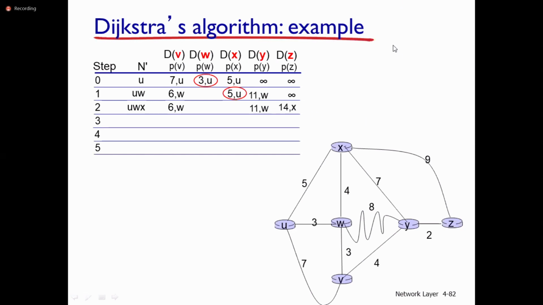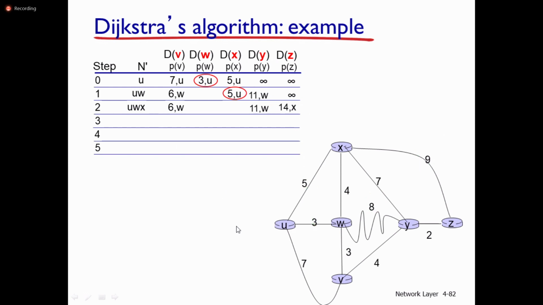What is the least one here? 5 plus 9 is 14. Node Y, 3 plus 8 is 11. So out of this, what is the least cost?